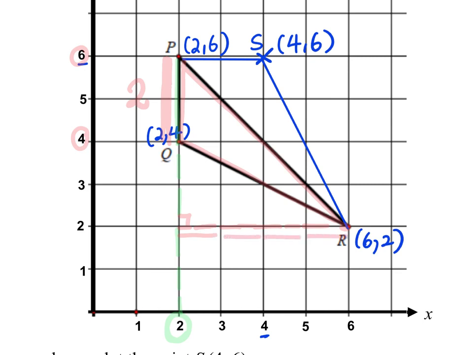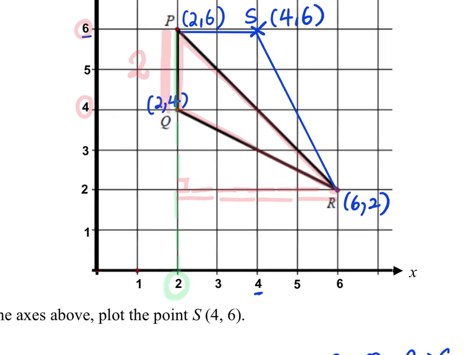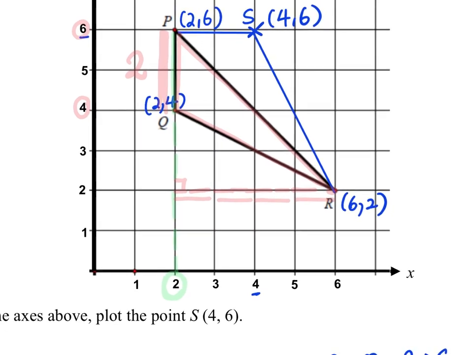Well, don't just count the squares. Read the number of units, because sometimes one square can represent 5 units. Then the length will be different. So in this case, this is from 2 all the way to 6. So from 2 to 6, it's 4 units. Although coincidentally it's 4 squares, we cannot always assume that's the case.